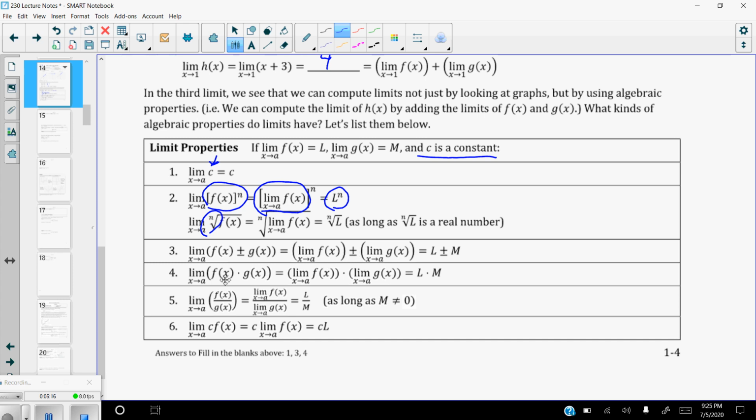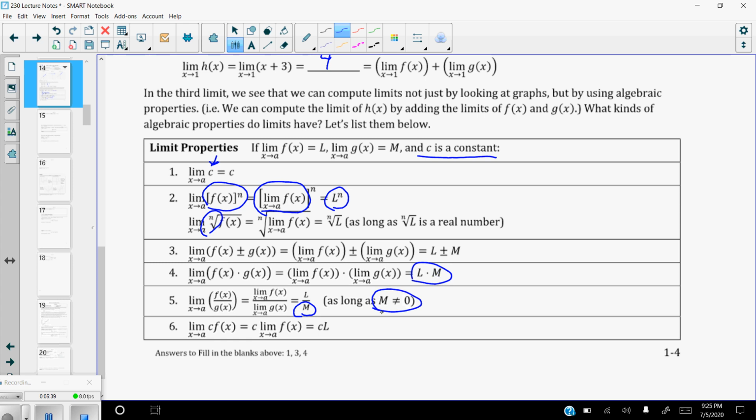It's the same idea for multiplication. I can take two functions and multiply them together, or I can take the limit of each function and then multiply the ends and end up with whatever the multiplication of the limits is. I can do the same thing with division. The big thing about division is, however, that the limit of the denominator, which we call m here, cannot be 0 because then you're dividing by 0.